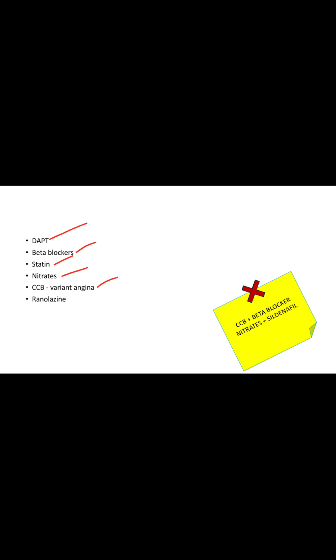Variant angina, treat with calcium channel blocker. If it's not responding to any of this, you can try ranolazine. There are some combinations you should be aware of that you should avoid in patients. Calcium channel blockers and beta blockers should not be given together for the fear of complete heart block, because both can lead to AV nodal block and both can lead to severe bradycardia as well as complete heart block.